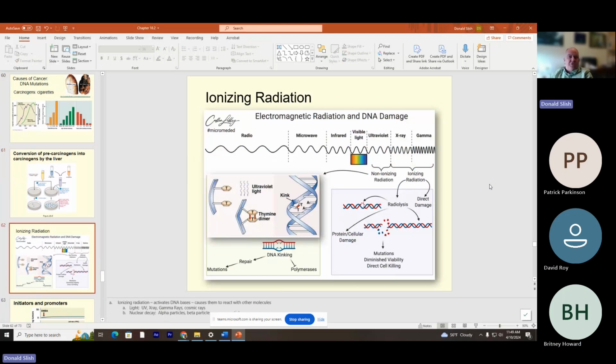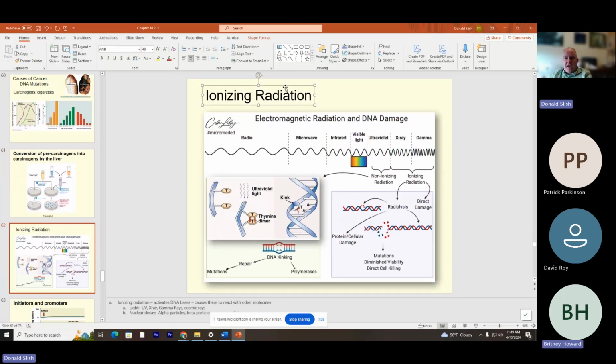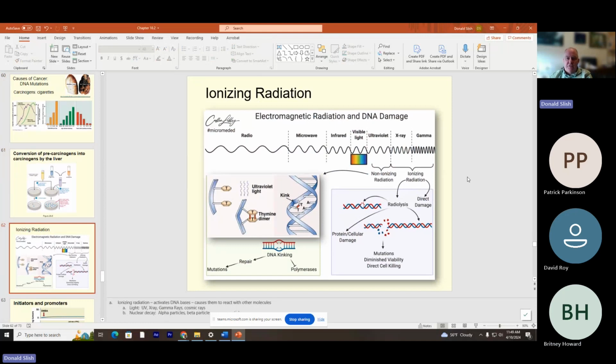How else can we produce mutations? One is radiation, either ionizing or non-ionizing. Here is your spectrum of light, from radio, microwave, infrared, visible. When you get to the higher end, there's more energy in it. The ultraviolet sunlight can cause thymine dimers. Basically, two thymines become activated and bind to each other, and they're no longer binding to their A's over here, and that makes a kink in the DNA.